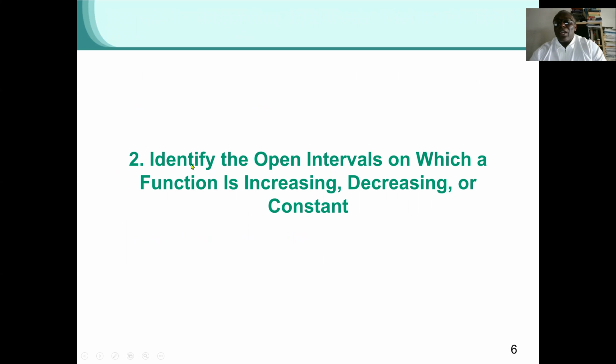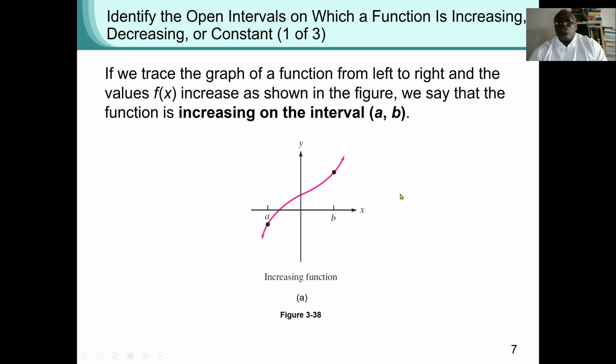Now let's go to identifying the open intervals on which a function is increasing, decreasing, or constant. If we trace the graph of a function from left to right, here we have a and b, and the values of f of x as shown in the figure are increasing, then we have an increasing interval. If it's decreasing, we have a decreasing interval. On the interval from a to b, the function is increasing.